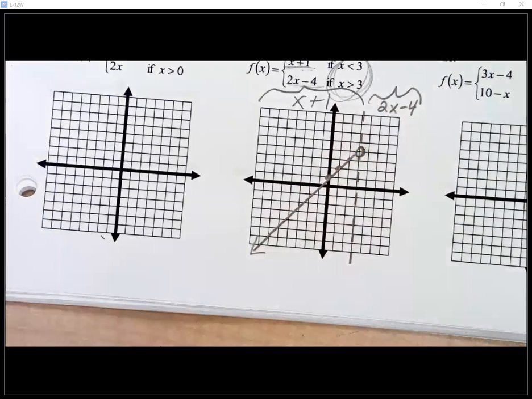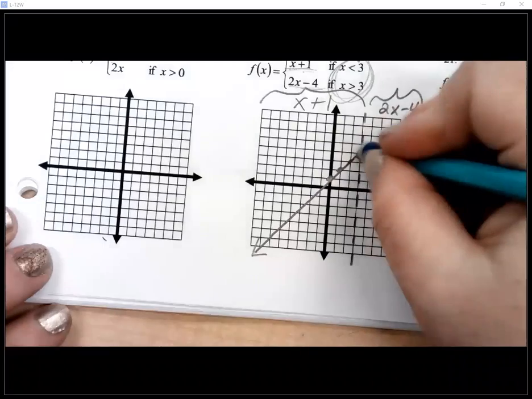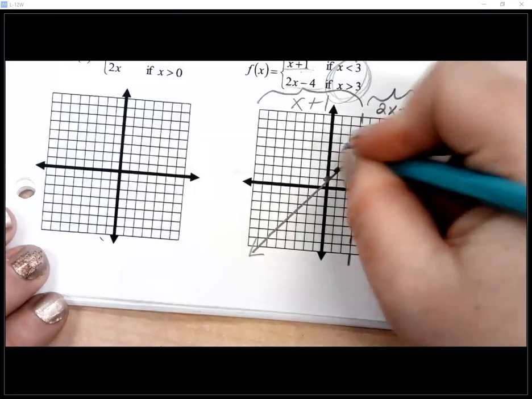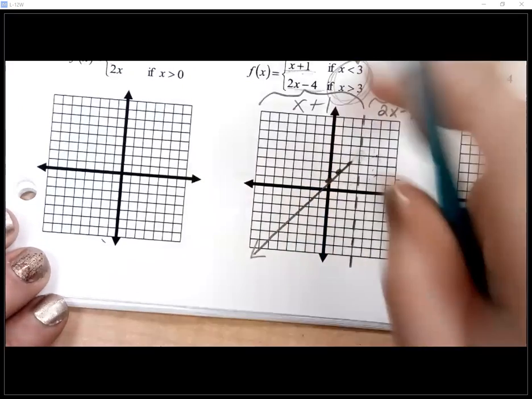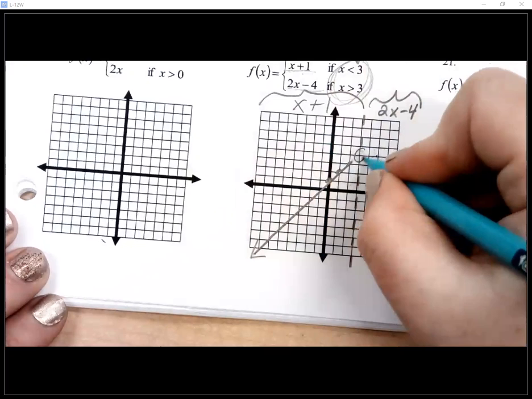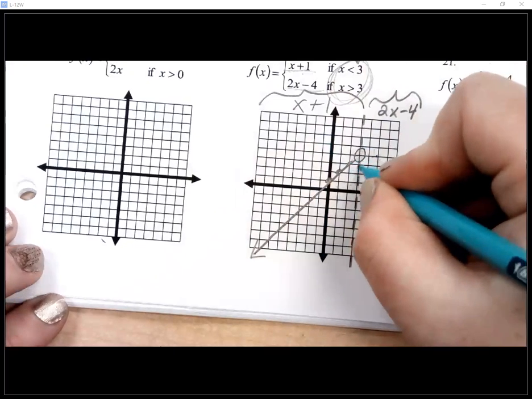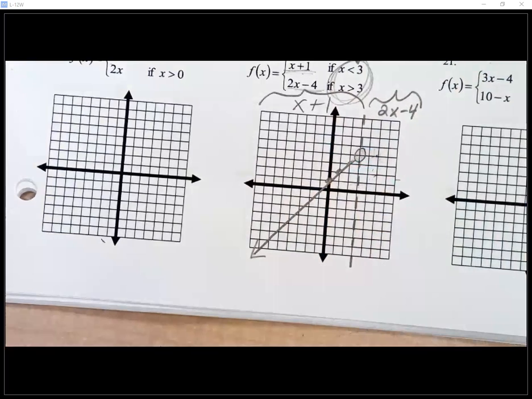Does that make sense? Actually, I'm going to make it a little bit bigger. I want a big old open circle. I'm making mine extra big just so you can clearly see. That's an open circle. Does that make sense? Is everybody with me? You're okay so far?